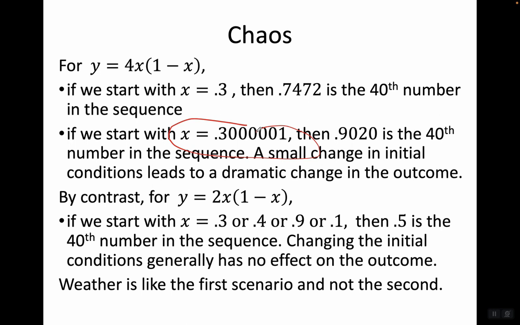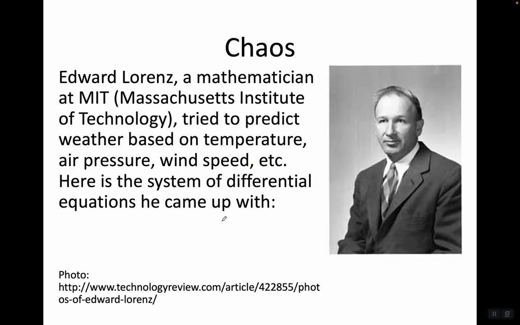By contrast, for y equals 2x times 1 minus x, if we start with 0.3 or 0.4 or 0.9 or 0.1, then 0.5 is the 40th number in the sequence. Changing the initial conditions generally has no effect on the outcome. Weather is like this first scenario and not like the second scenario.